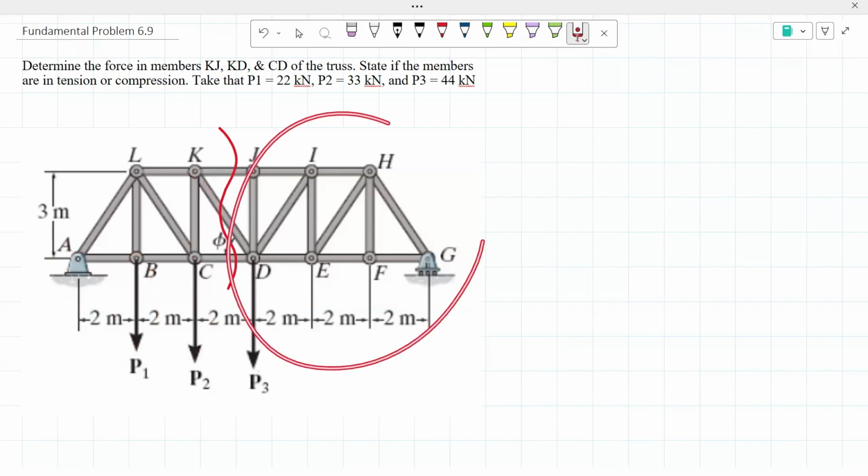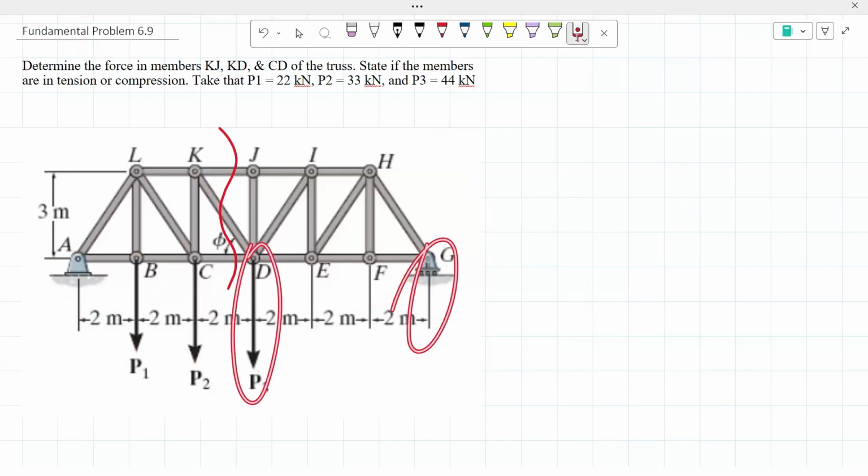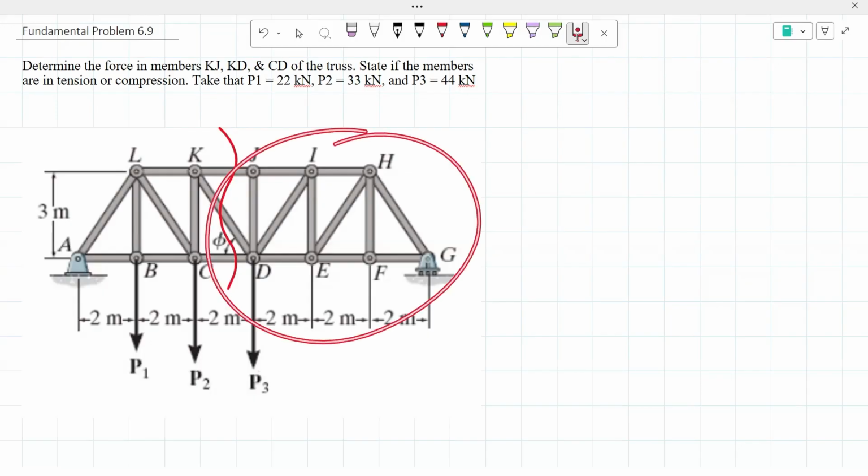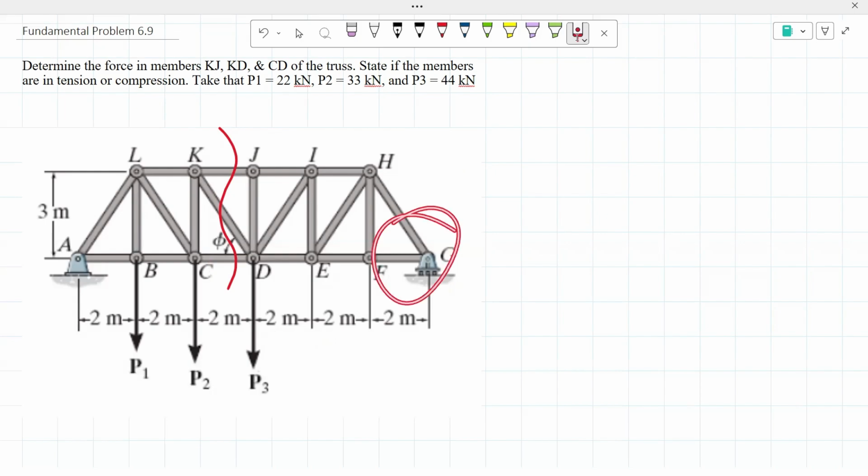Now, if we were to deal with the right side of the truss, we would be dealing with one known force. And right here at point G, we have a roller support, meaning we would just have to determine one reaction right here. So in the end, we would be dealing with two forces and then the three unknown forces that we're trying to determine. Because of that, I'm going to be working with the right side of the truss. You could work with the left side of the truss, but just to make things easier and quicker, I'm going to work with the right side of the truss.